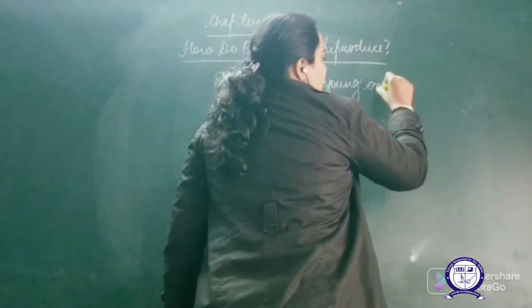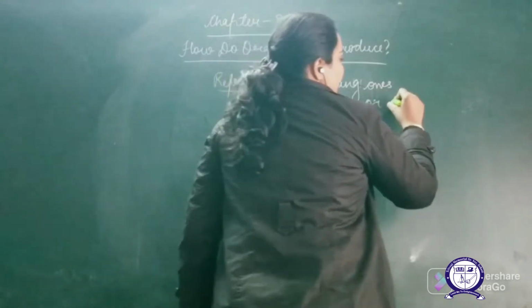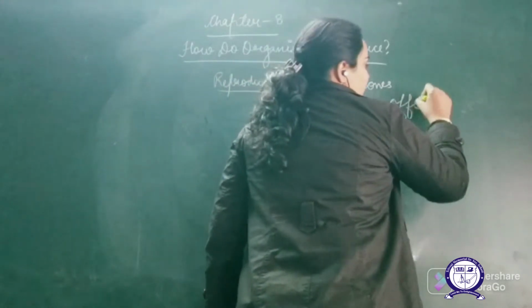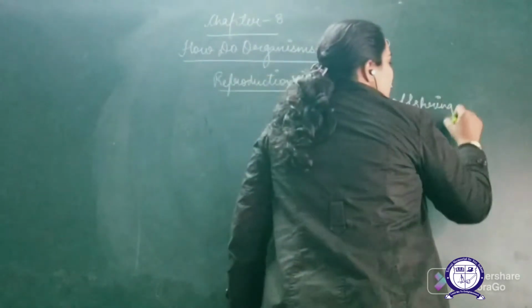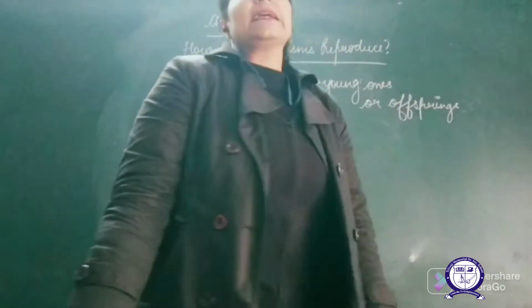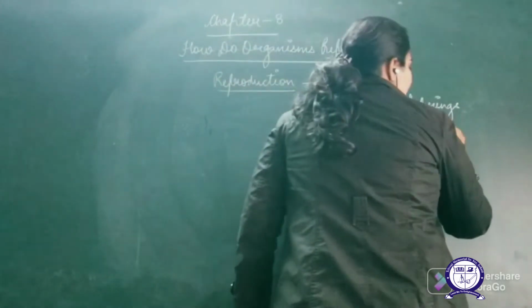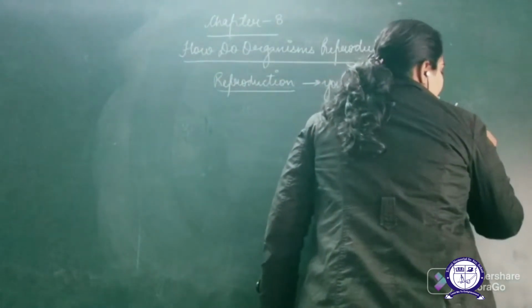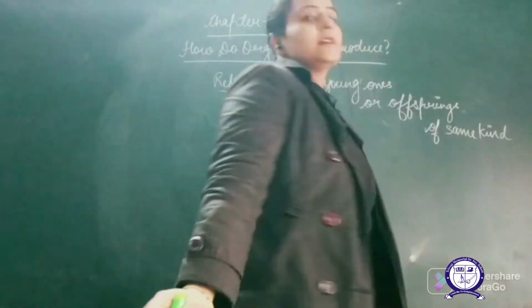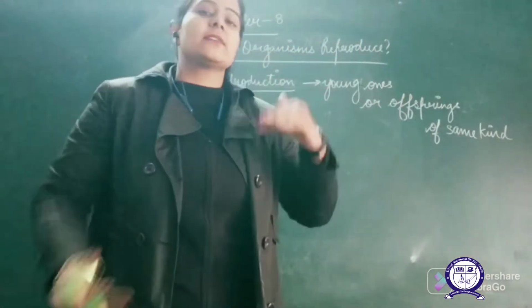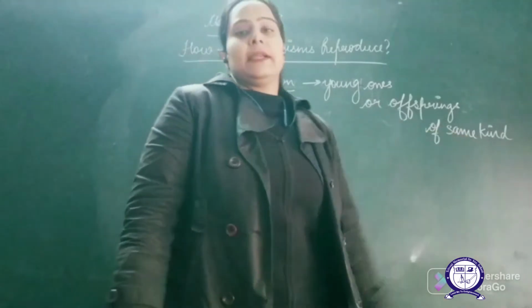or offsprings. This term is also very important, beta. Not only this, but this also. Offsprings of same kind. This is very important to write, of same kind. Human beings give rise to human babies, dogs to dogs, cats to cats. So for that we have to write the same kind.